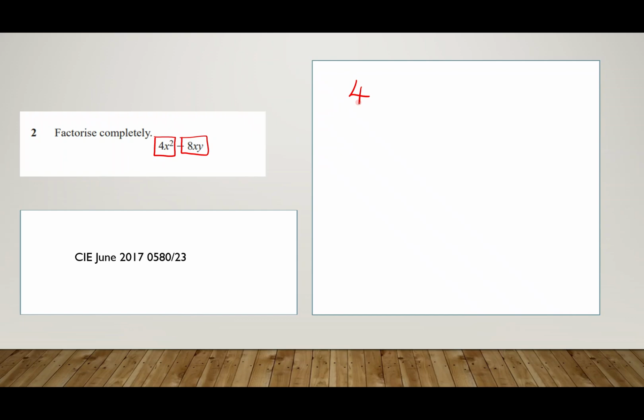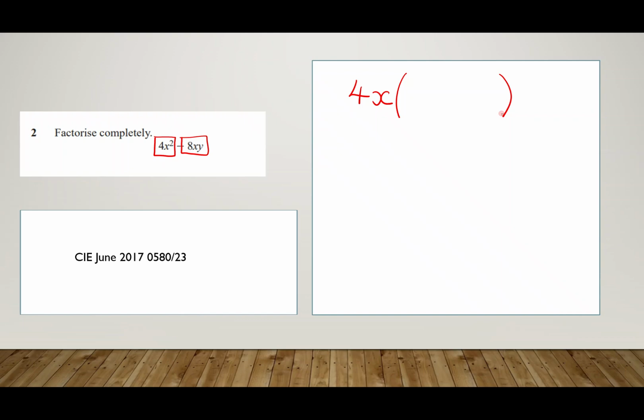I'm now going to look at the variables. These are the letter terms. So I've got x squared and I've got xy. We can see in both of these terms there is an x. So I'm going to add this to my 4, and this forms my highest common factor of the two terms, 4x squared and 8xy. And it's actually going to be the term that sits on the outside of the brackets.